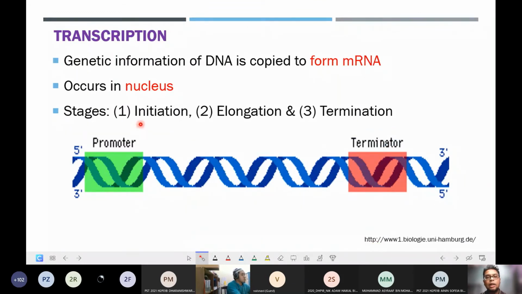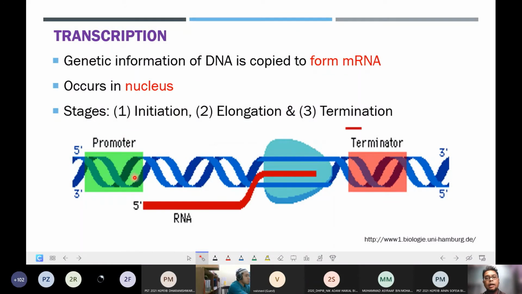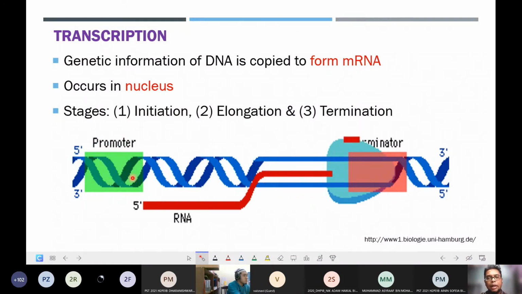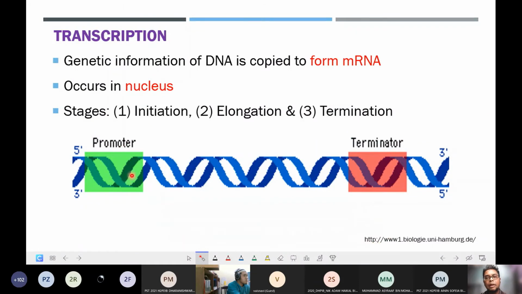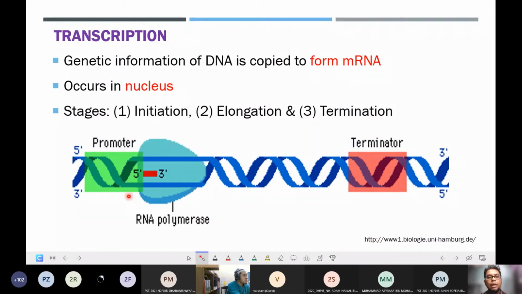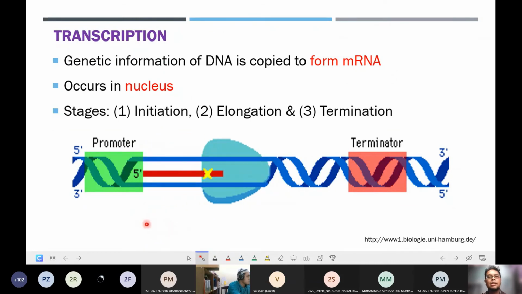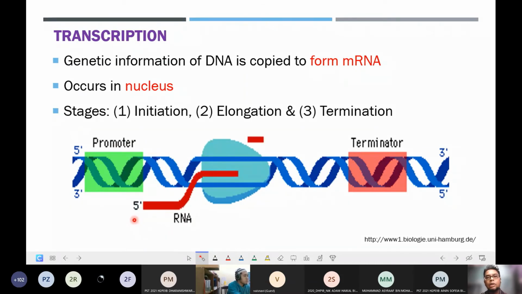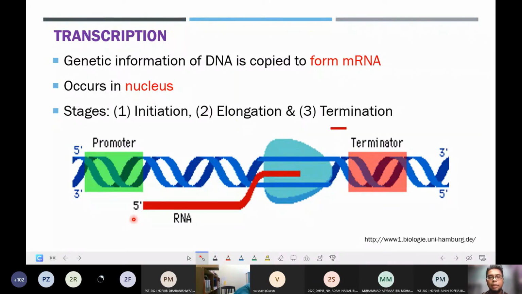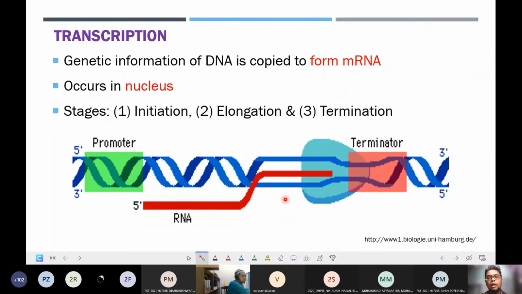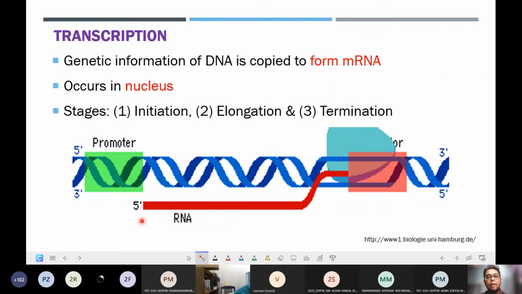The first one is initiation, in which in the DNA there will be this promoter site, that will be the first part of the gene. And there will be a particular enzyme that is important, that will be the RNA polymerase. So in the process of transcription, there is one enzyme that you really need to remember. The enzyme is this one, the RNA polymerase enzyme.